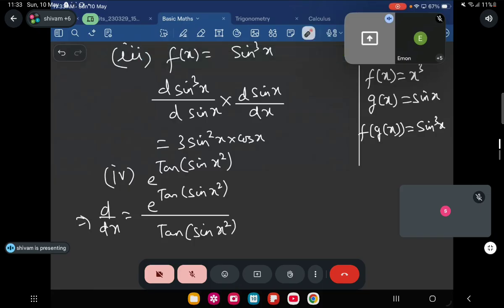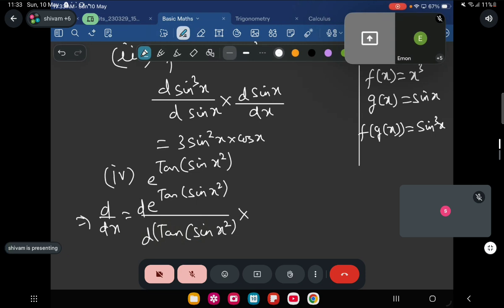Now see, it is written as tan theta. We know the differentiation of tan theta. So tan theta with respect to theta will differentiate, multiplied by d tan of sine of x square divided by d sine x square.